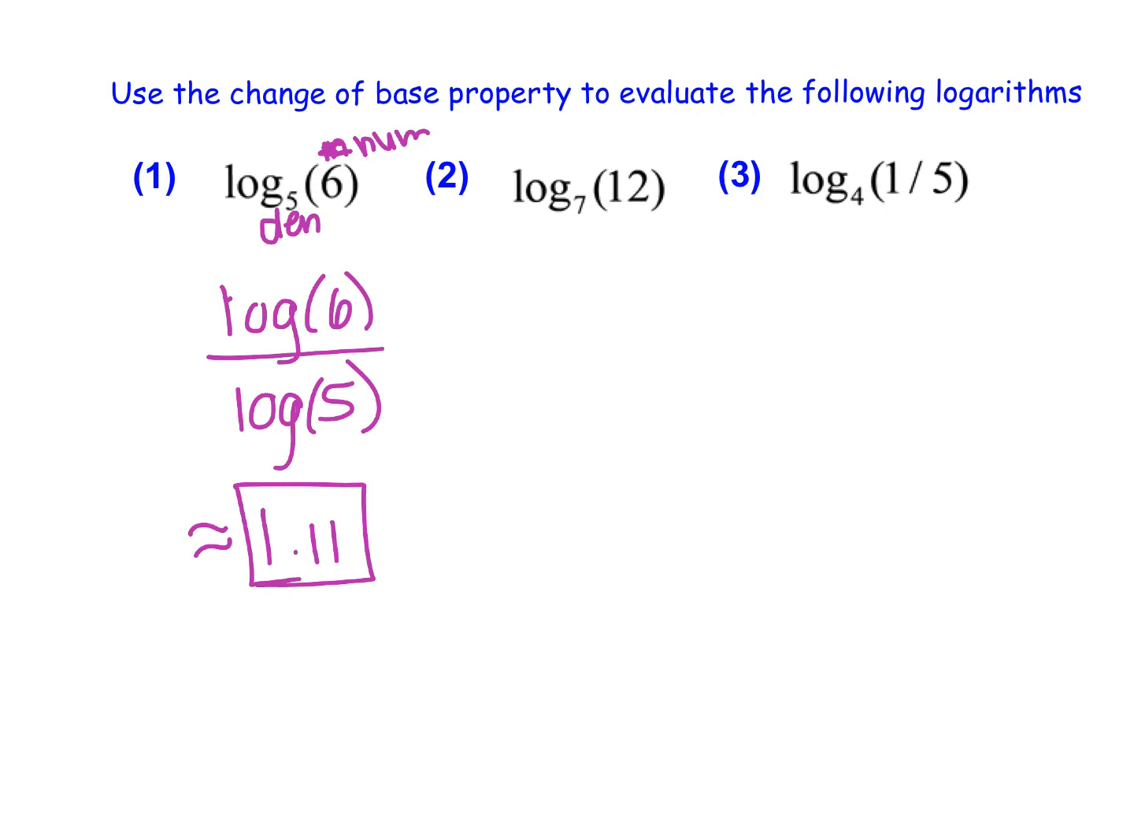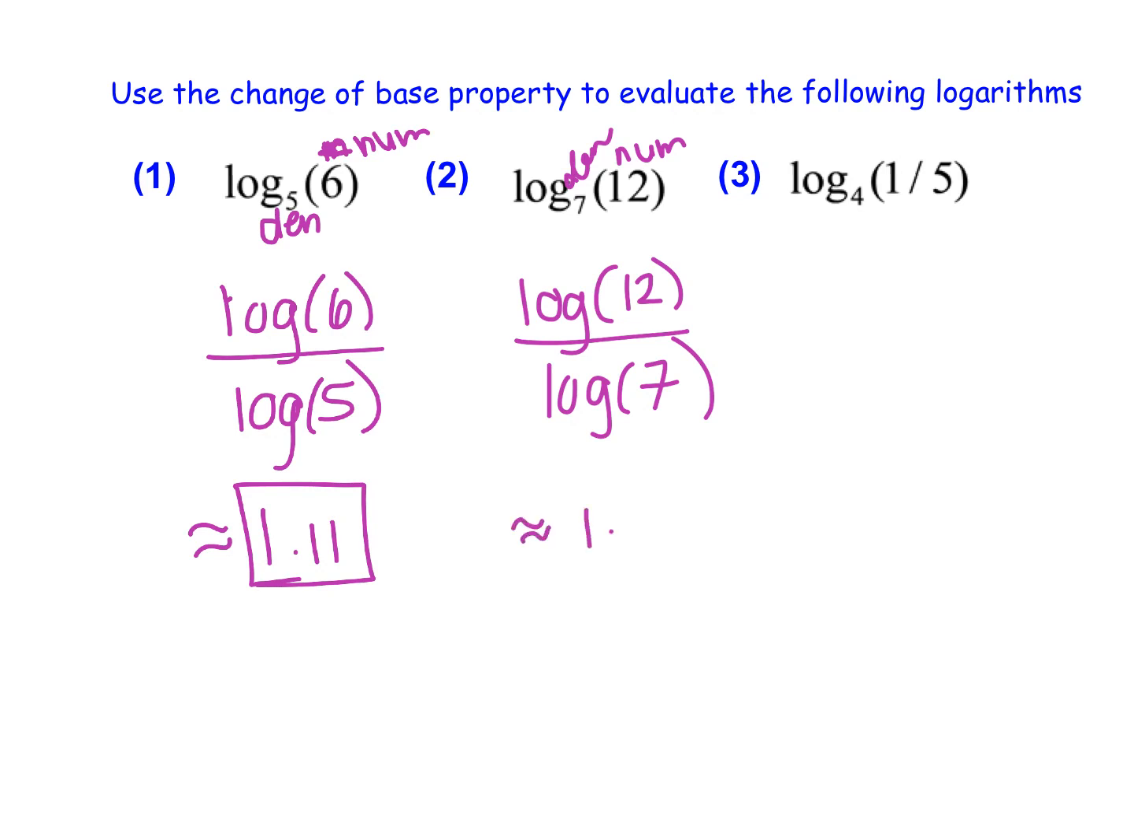If I look at this next one here, again, remember, this is your numerator, this is your denominator. You can use logs of any base, so I'm going to use log base 10. So we have log of 12 divided by log of 7. If I take log 12 divided by log 7, I end up with approximately 1.28.